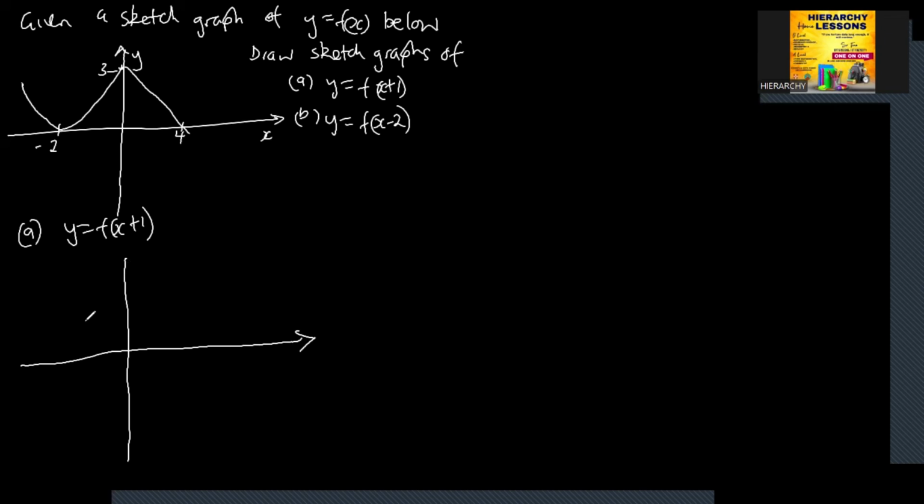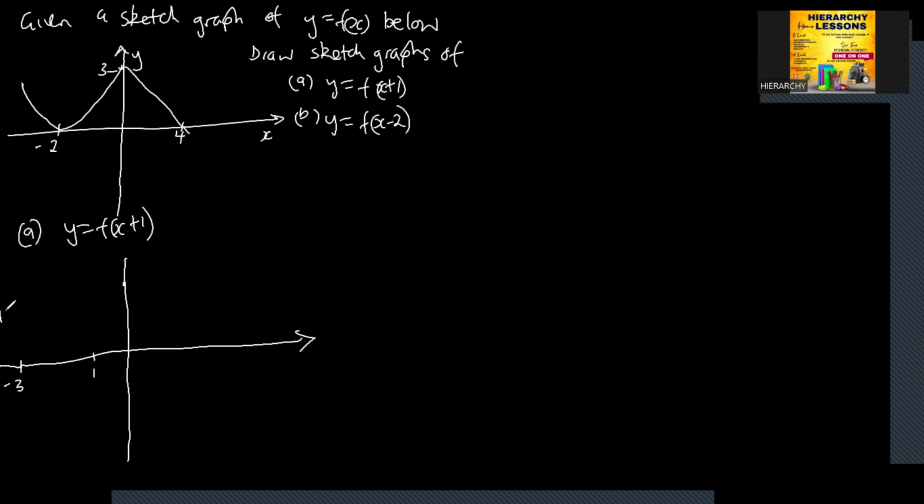So if it was curving at -2, it will now curve at -3 here. If this point was (0, 3), the coordinate was (0, 3), which means it will now be at -1. So it's going to be moved.